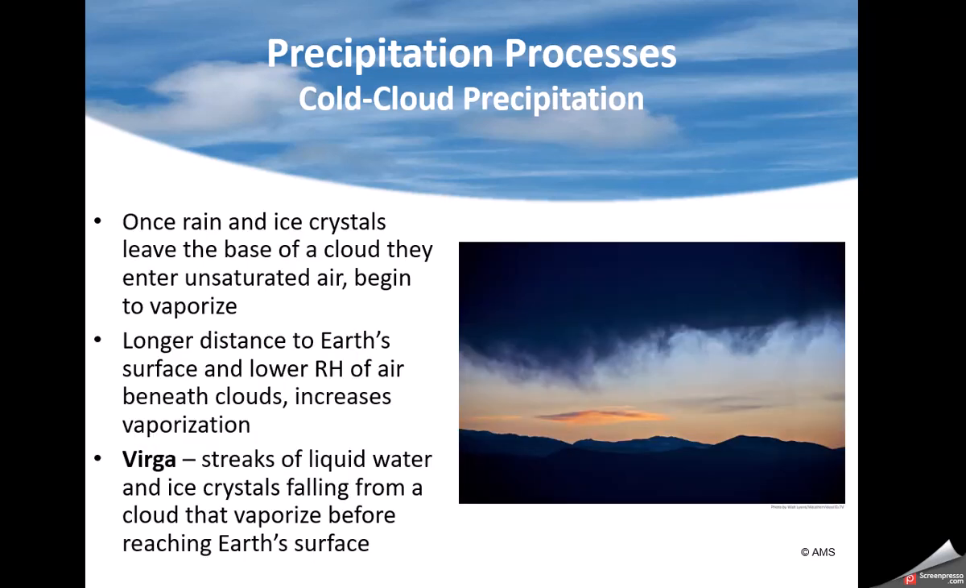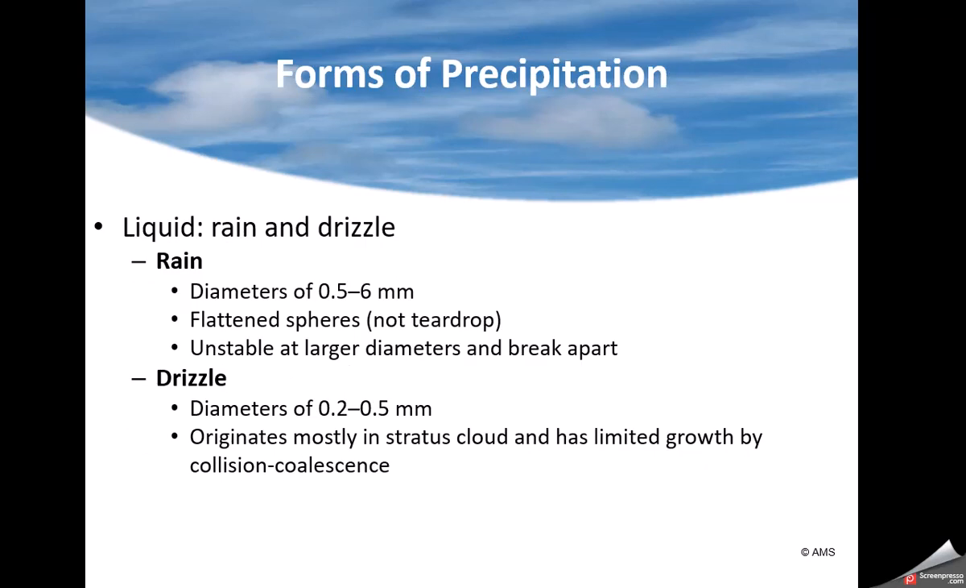Once the rain and ice crystals leave the base of the cloud, they can go through unsaturated air, like happens out in the Midwest many times, or out on the West Coast, and you get evaporation and wind up with virga, rain never reaching the ground. Rain is a kind of flattened sphere, not a teardrop, and it can even break apart if it gets too big. Drizzle is just real tiny in the cloud. Technically, according to the National Weather Service, drizzle does not accumulate, but it can make you wet. It basically comes out of low stratus clouds.